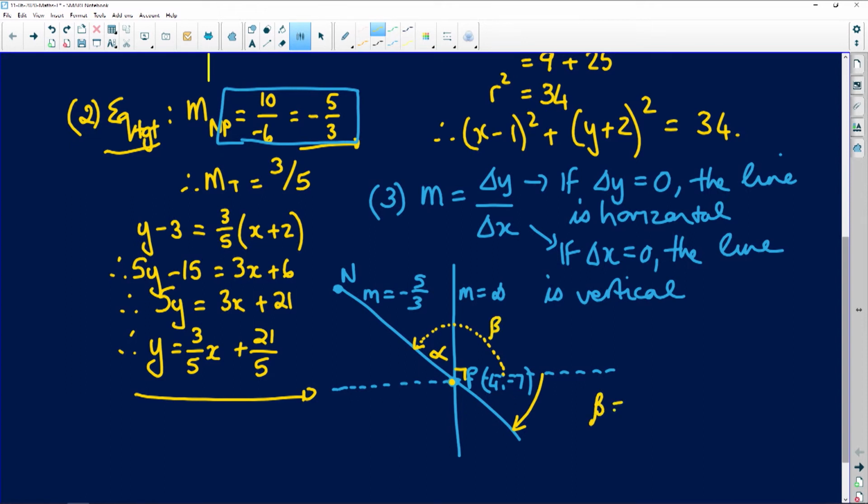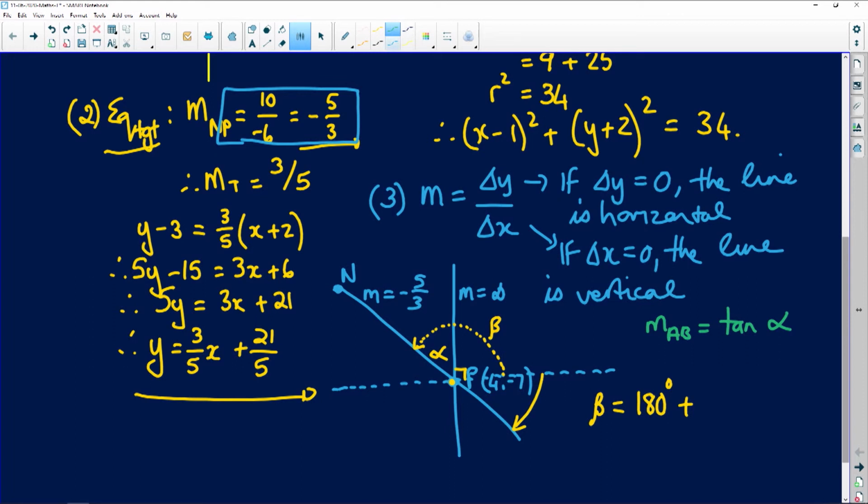Beta will be 180 degrees plus the size of this angle. Now, how do I find the size of that angle? Well, I know the following. I know that the gradient of AB, any line, is equivalent to the tan of the angle that the line makes with the positive x-axis. So if I want the angle, I must inverse tan the gradient.